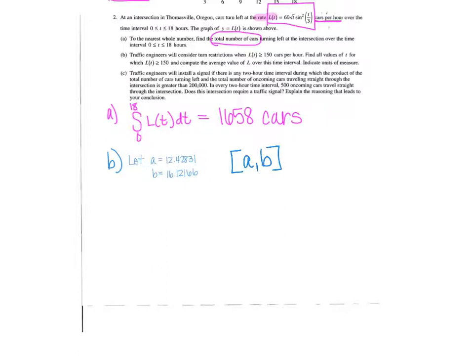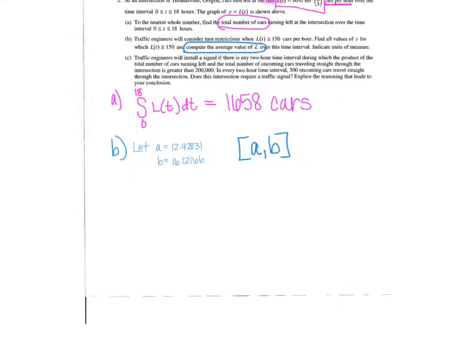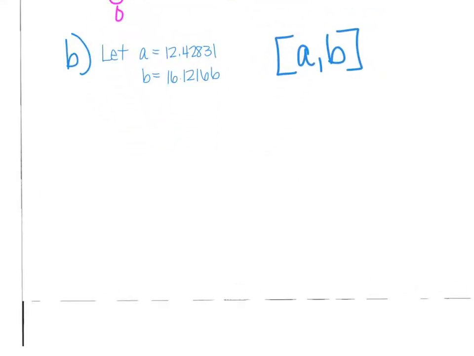Now it says compute the average value of L over this time interval. Average value is 1 over B minus A times the integral from A to B of L of t dt. I don't even have to put my numbers in there because I already said let A equal and B equal. So this is the formula, and I can just leave it like that.